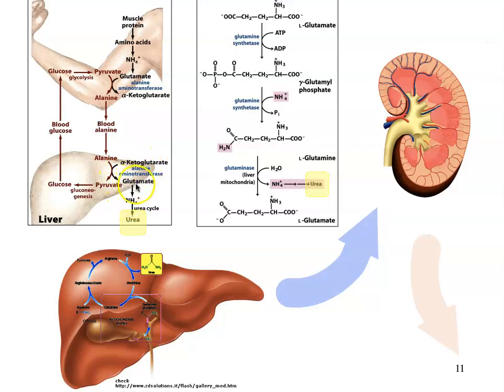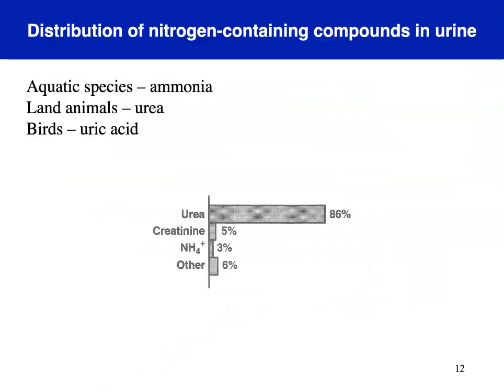But the resulting glutamate now is used to release ammonia, and from the ammonia we generate the urea. The generated urea in the liver then is a much safer form of ammonia transport. Urea now is excreted into the blood, and then from the blood it goes to the kidneys where it's filtered into the urine and released from the body. Now, different animals and different organisms have different ways of excreting their nitrogen waste. The aquatic species release ammonia. Land animals, mammals primarily, excrete in the form of urea, and birds excrete uric acid.